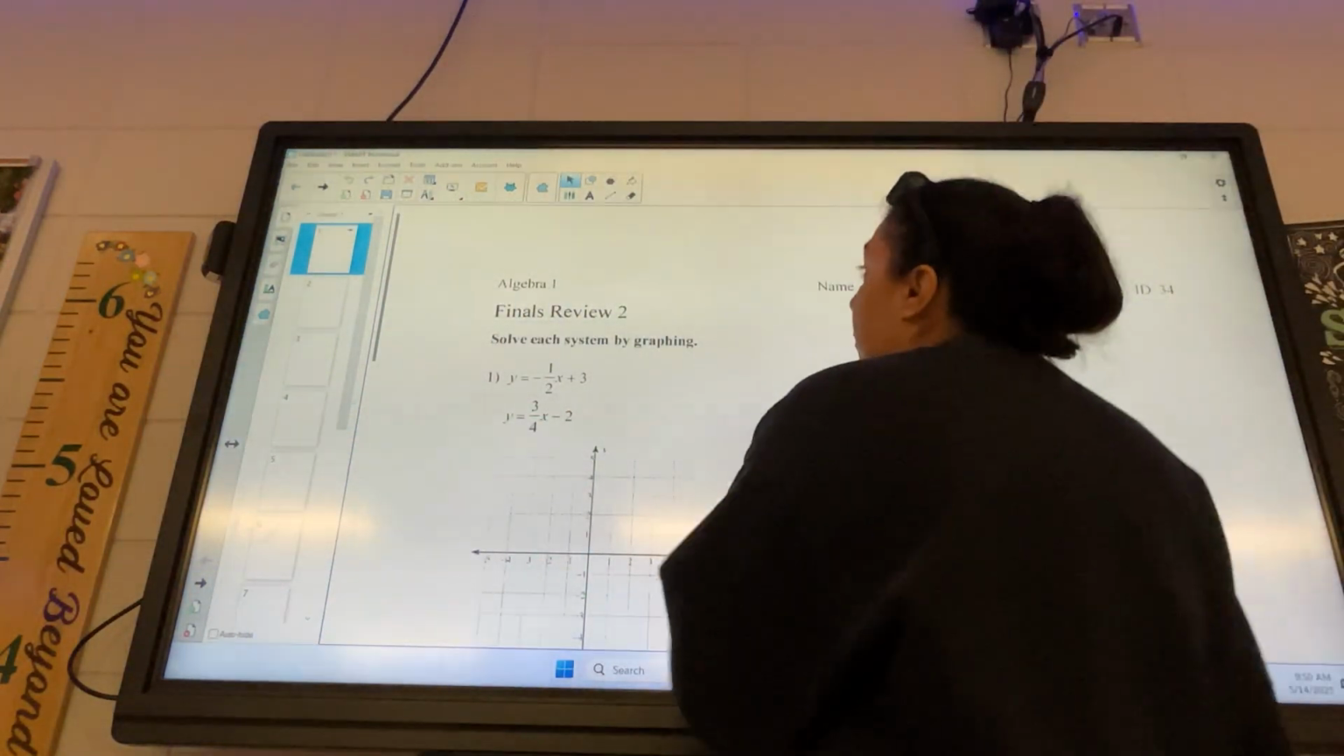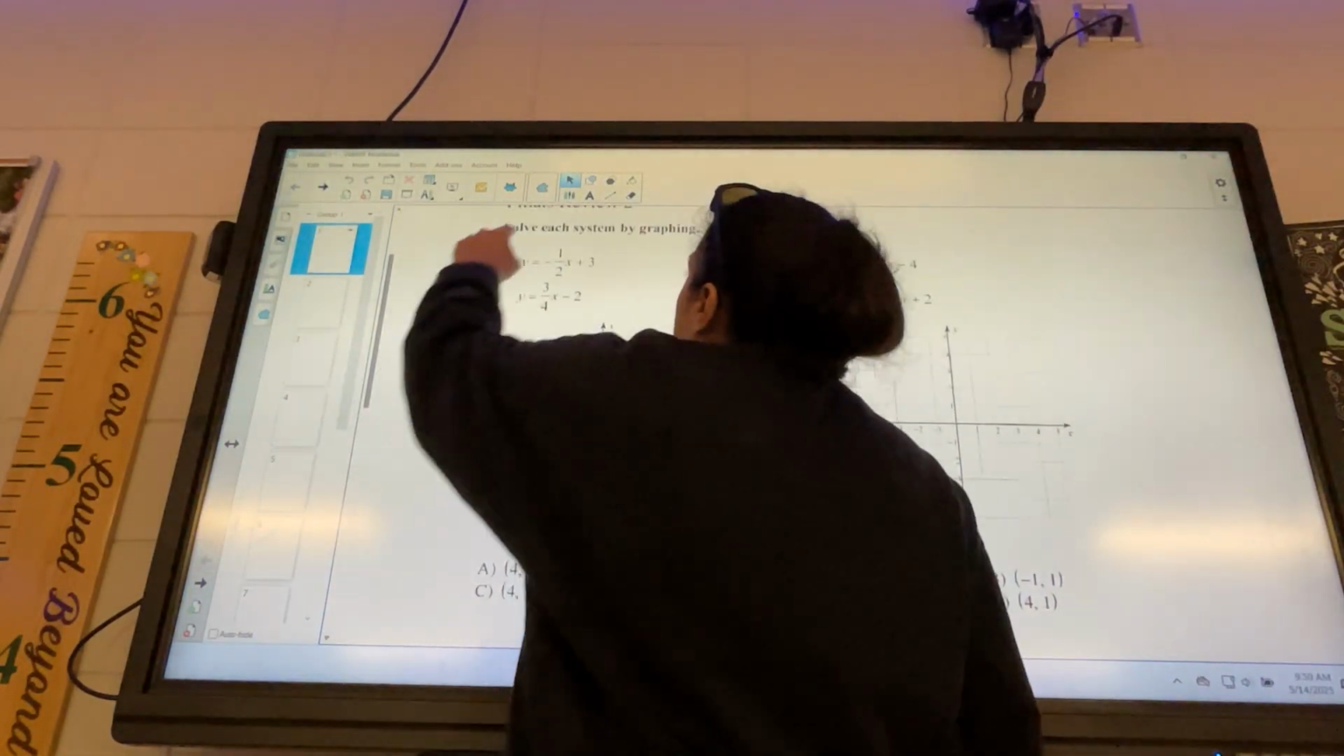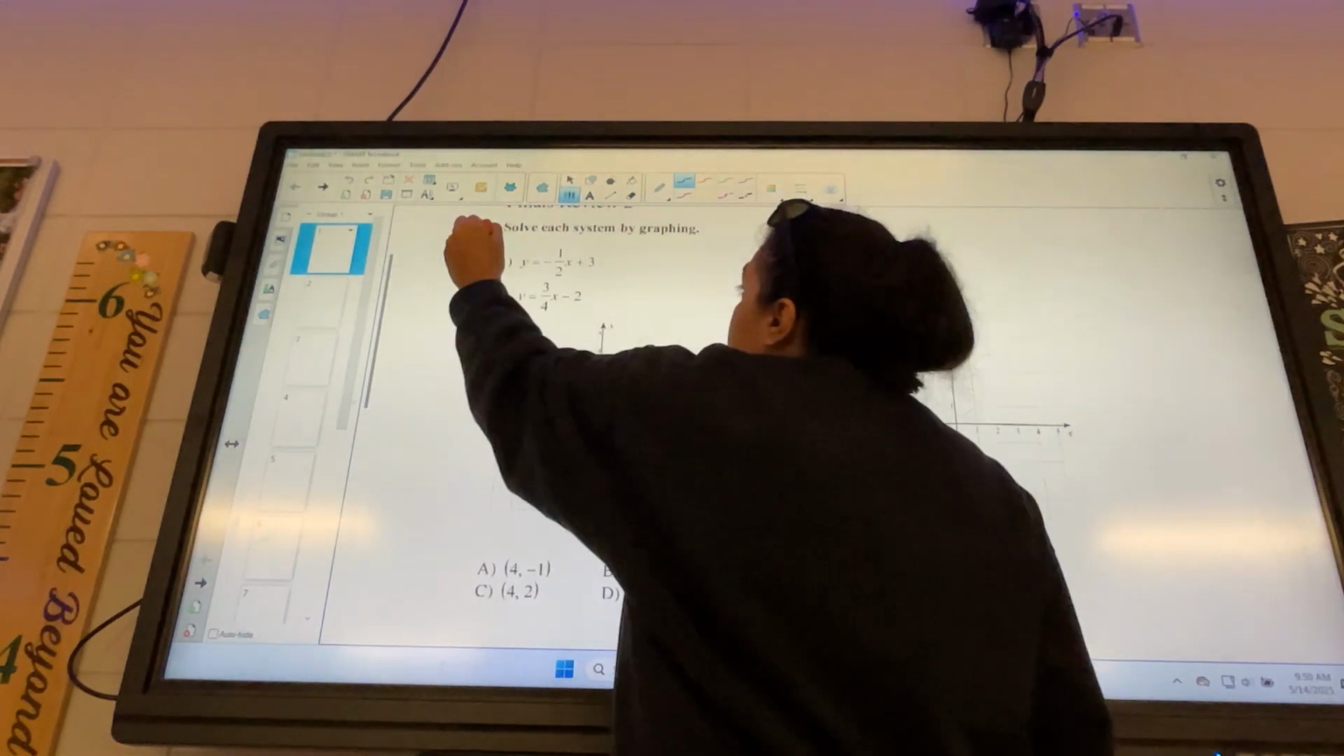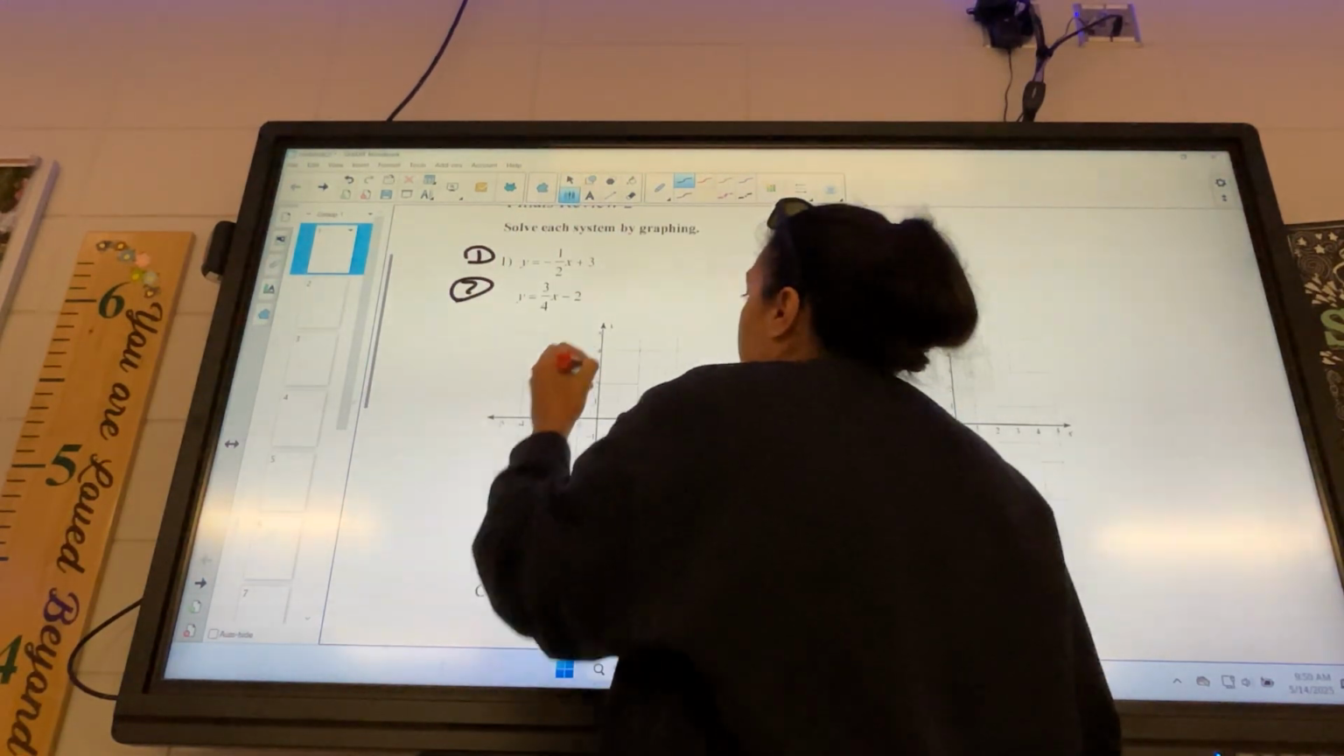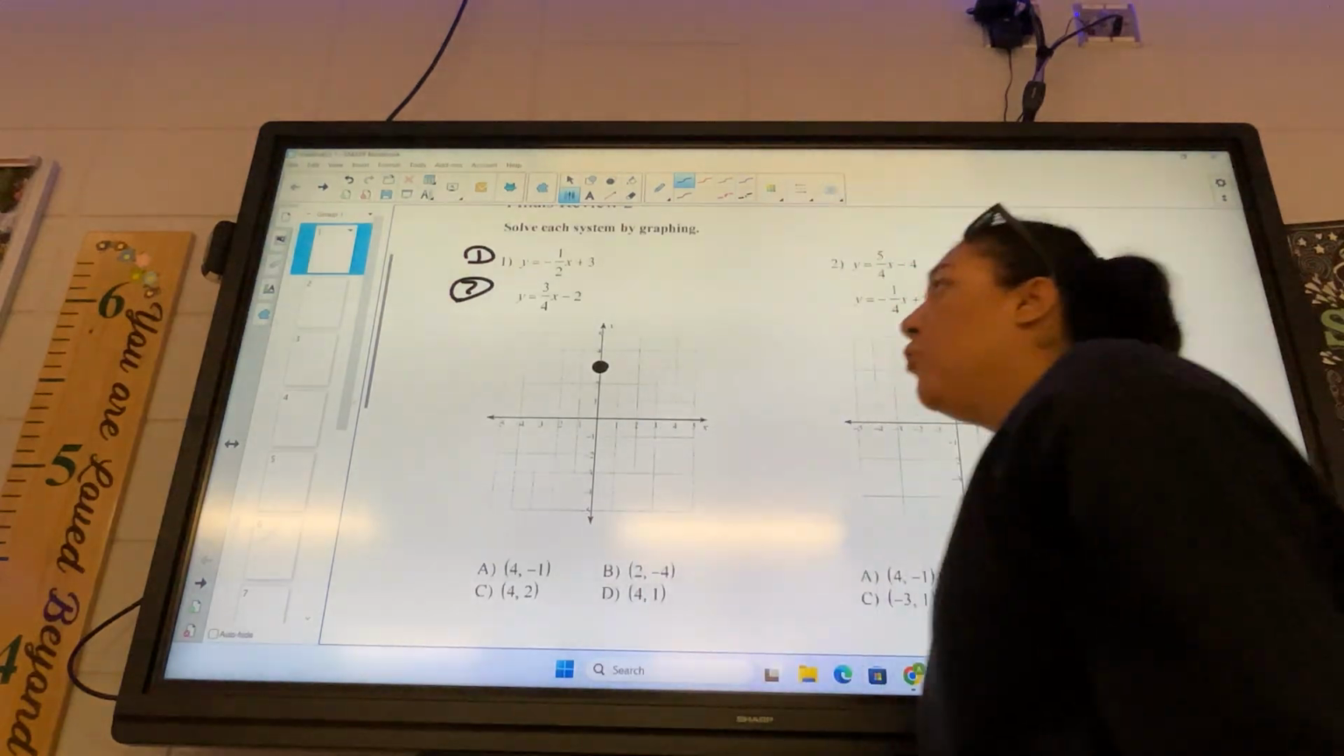Okay, we're going to start off by graphing. Today we'll go much faster because we're not taking notes or anything. Okay, line 1 starts where? At positive 3. And my slope is 1 over 2.